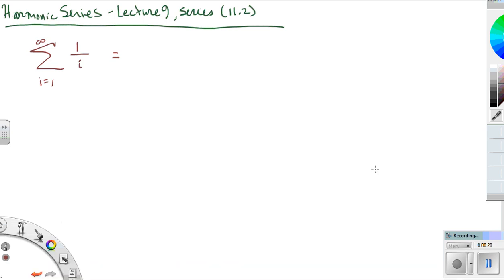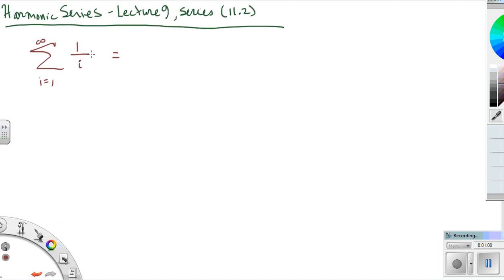However, we want to look at a specific example of a series that shows that the converse of that theorem is not true, meaning there are situations where the terms go to 0, but the series still diverges. The only thing we can say by looking at the limit of the terms is if it does not go to 0, it diverges. But if it does go to 0, it may converge or diverge. We don't know. And this is the harmonic series, my favorite series.